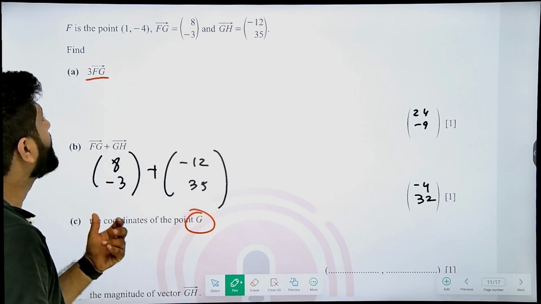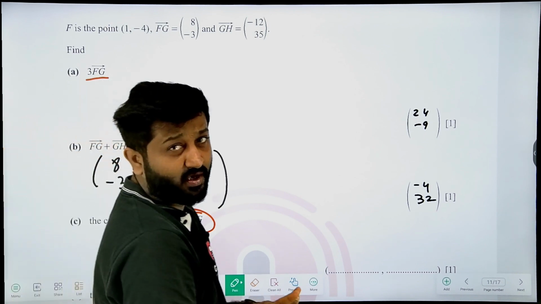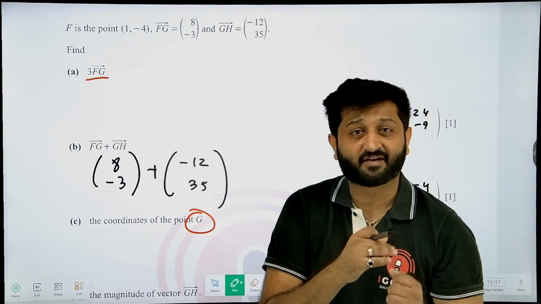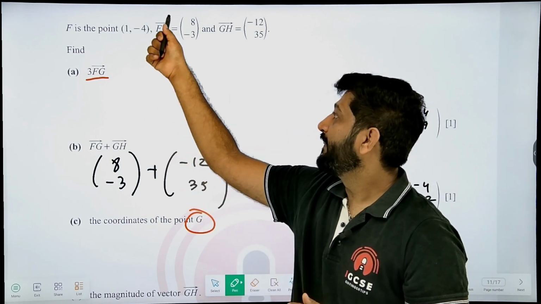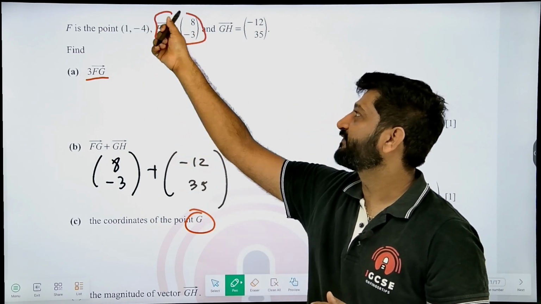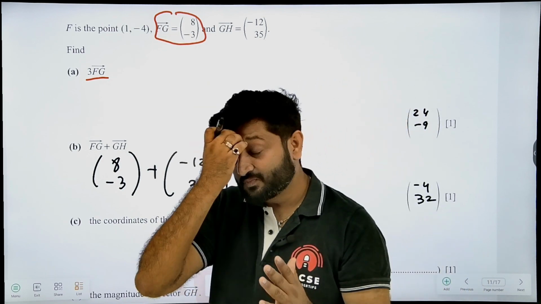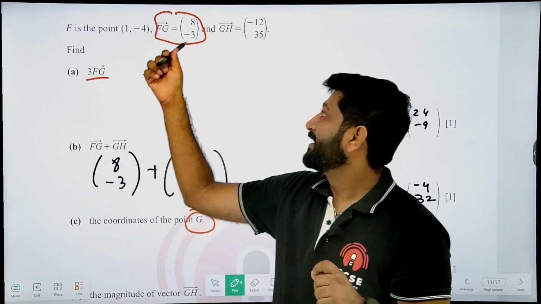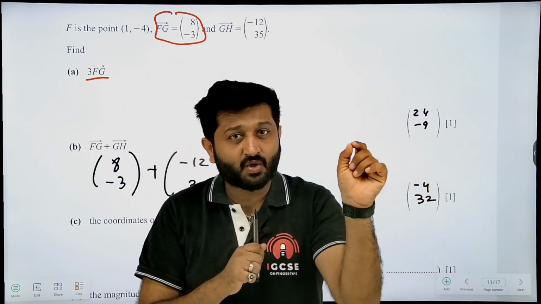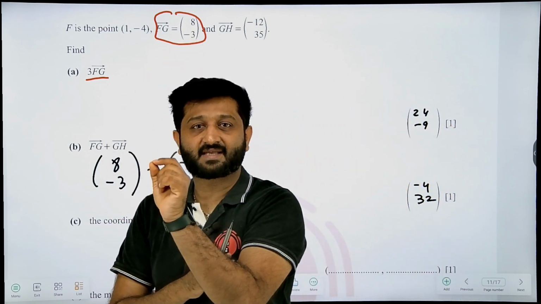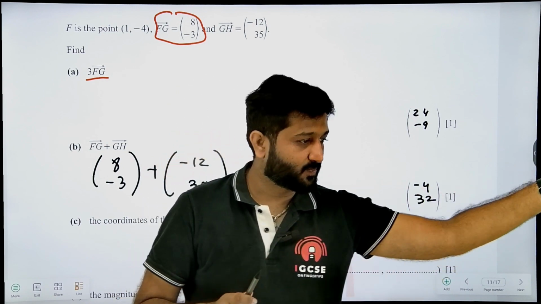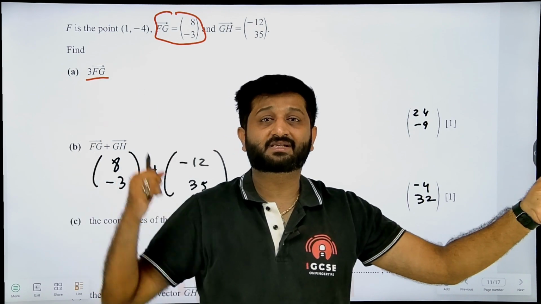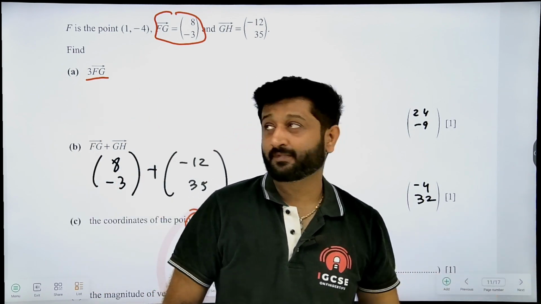I have to find the coordinates of G. Now, how will I find the coordinates of G? I know the coordinate of F is (1, -4). And I know that this is the translation vector of FG, which means if I have to move from F to G, I'll have to go 8 units in the positive x-axis and 3 units down in the y-axis, right?